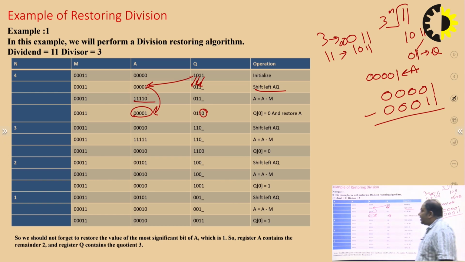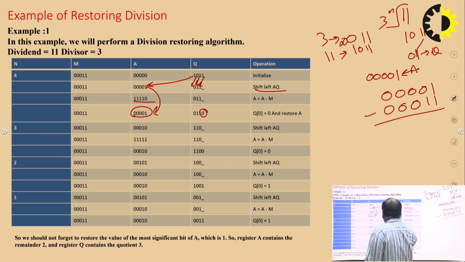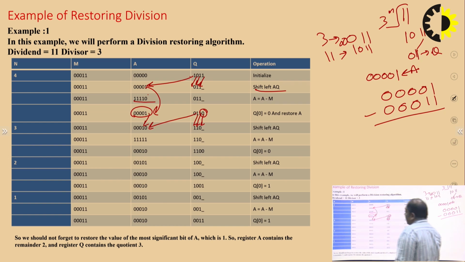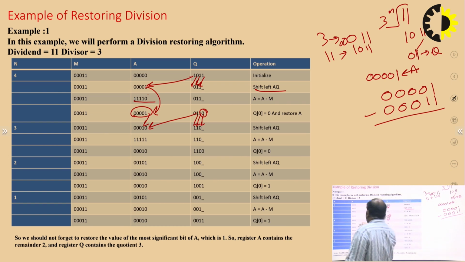In the next step, again we do a shift. We shift A one bit left. So this 0 comes here, this 1 goes here, and this 0 goes there, and this 1 shifts one bit left, and the other three remain zeros.